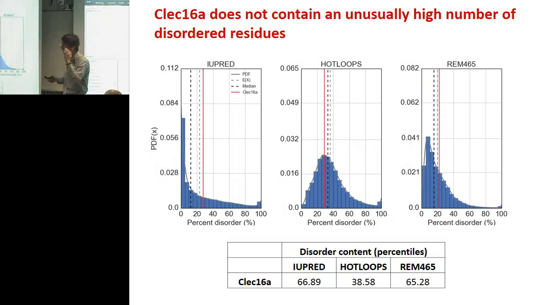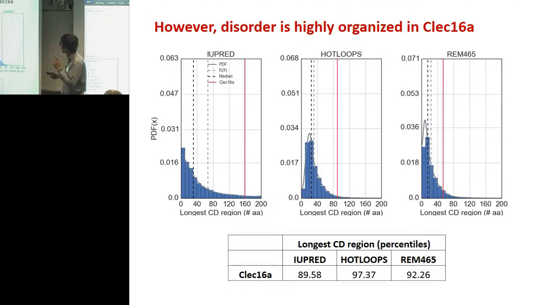So we carry our analysis with the other measurements we did, and what we find out is CLEC16, the disorder is highly organized, because when you look at the longest continuous domain of CLEC16, it stands by itself with respect to the other longest continuous domains in the rest of the proteome. So when you look at the distribution of the longest continuous domains with IU-PREP, the hot loops, and the Riemann 465, these are the distributions. I'm showing there the median and the mean, and look where you have CLEC16.